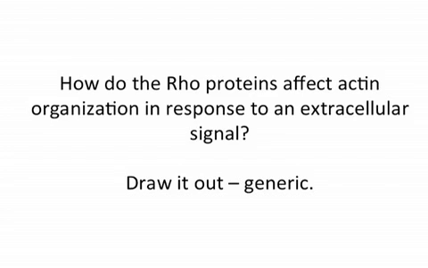Okay. How do RHO proteins affect actin organization in response to an extracellular signal? So you can draw this out without me teaching it to you, right? You've already learned signaling, right? So all you need to do is show that something's being activated, something's being phosphorylated, something's being inactivated, blah, blah, blah, activation of ARP, blah, blah, blah, activation of formins. Remember? It's so generic, you can just draw it out. The blah, blah, blahs, those are like triangles and squares.